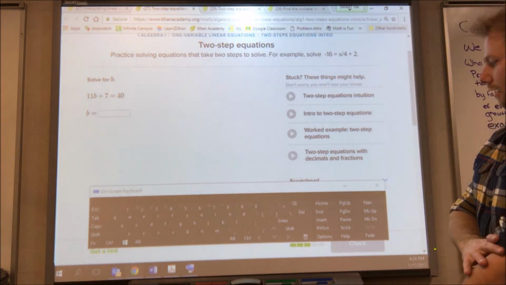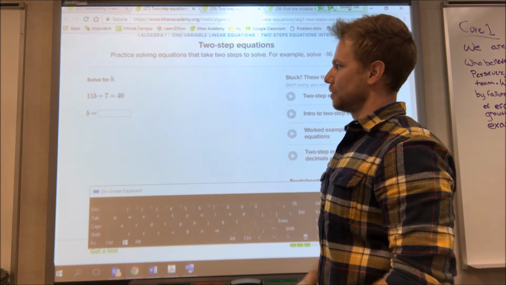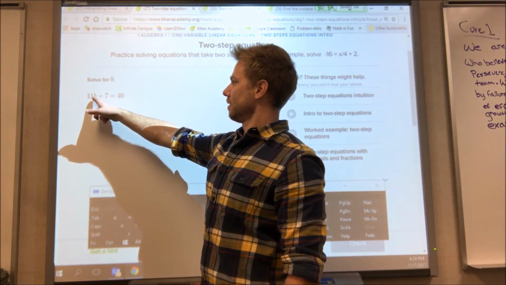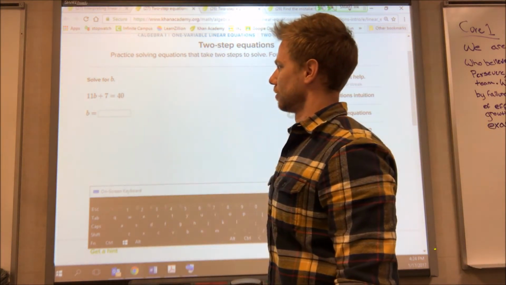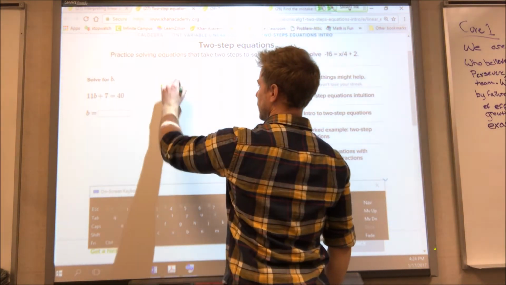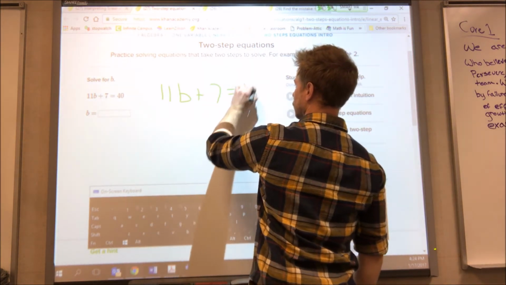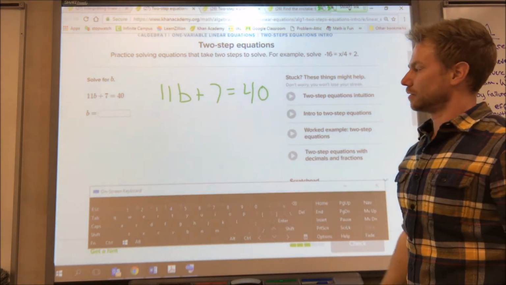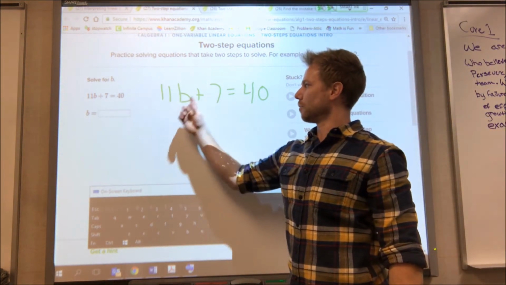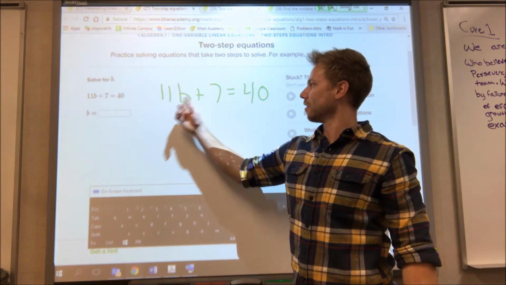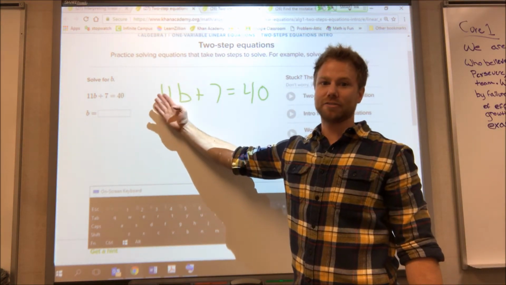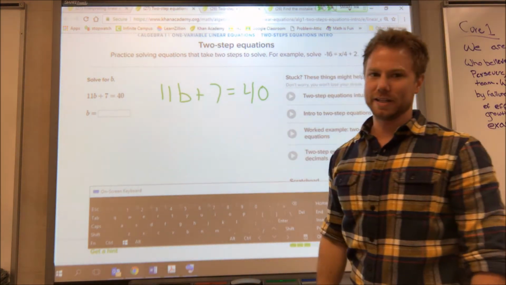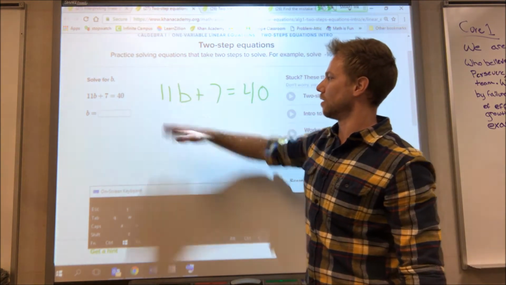All right, again, no parentheses, so we do the opposite of what we see. Now, some of you might think, well, can we divide by 11 first? Because we have 11b plus 7 equals 40. Can we divide by 11 and then subtract 7? What we want to do is whatever term has the letter, we want to get that alone on the left first. So first we want to get rid of the 7, then we'll divide by the 11.